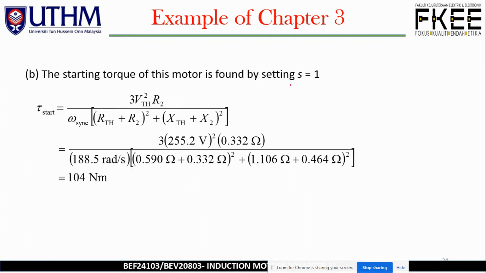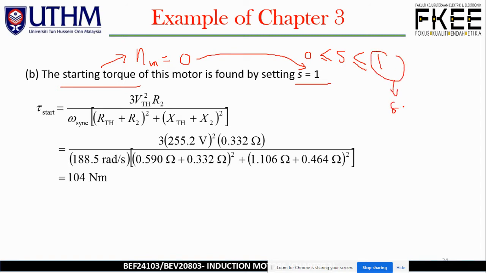B, the starting torque of this motor is found by setting s equal to 1, because at starting, the mechanical speed or motor speed Nm is equal to 0. Whenever speed is 0, we know that the slip is maximum at 1, because again S falls between 0 and 1. This is at standstill, or rotor stop, where Nm equals 0, and here the synchronous speed is the speed of the rotating magnetic field. Then T start equals VTH and so on. Again, substitute all the values, giving us the starting torque of this motor equal to 104 Newton meter.